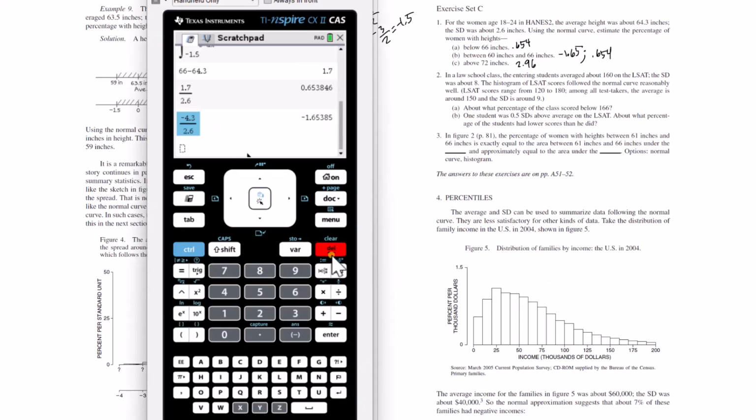Okay, so use the normal curve to estimate the percentage of women with heights below 66. We're going to go to negative infinity as the lower limit. The upper limit is 0.654. 74%.